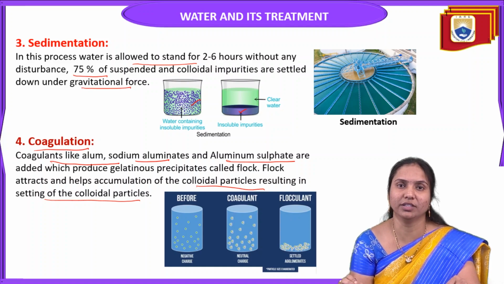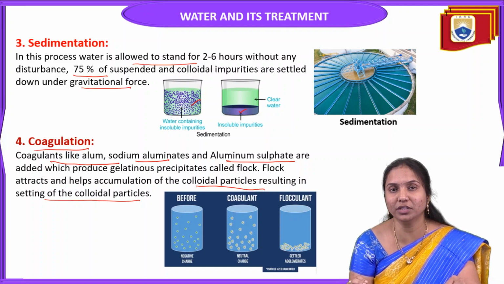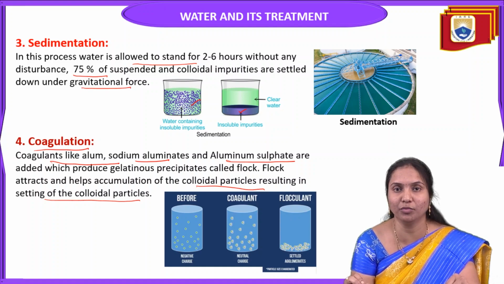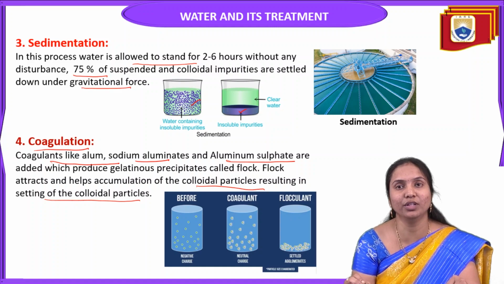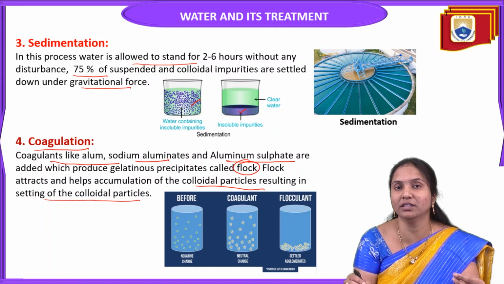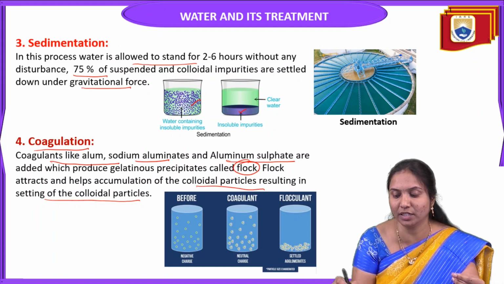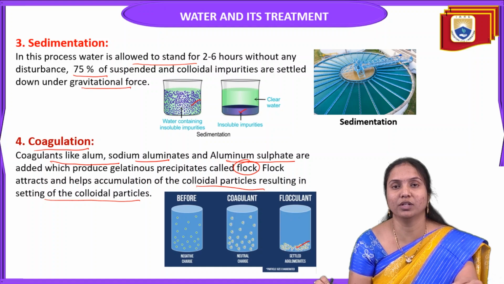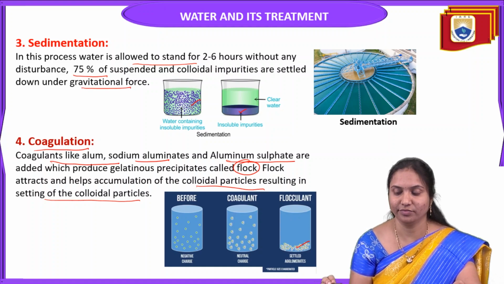This is called coagulation. In the sedimentation process, we can remove only 75% of colloidal impurities. The remaining 25% of impurities we can remove by adding coagulants to this water. Coagulants means here we are using chemicals like alums, aluminum sulfate or sodium aluminate added to water. It forms flocks. These flocks absorb the colloidal impurities present in this water, accumulate, form precipitate and settle down at the bottom of this tank by adding coagulants. That's why this process is called coagulation.